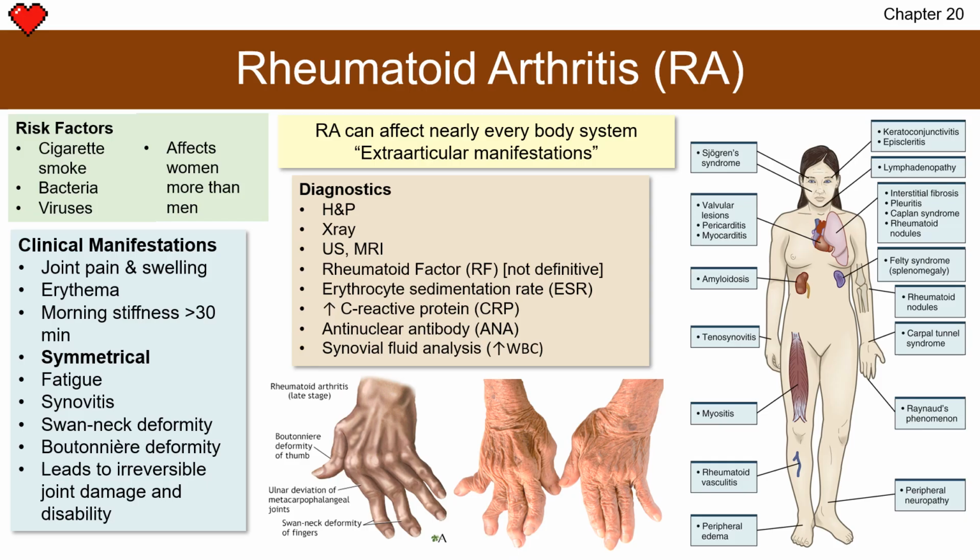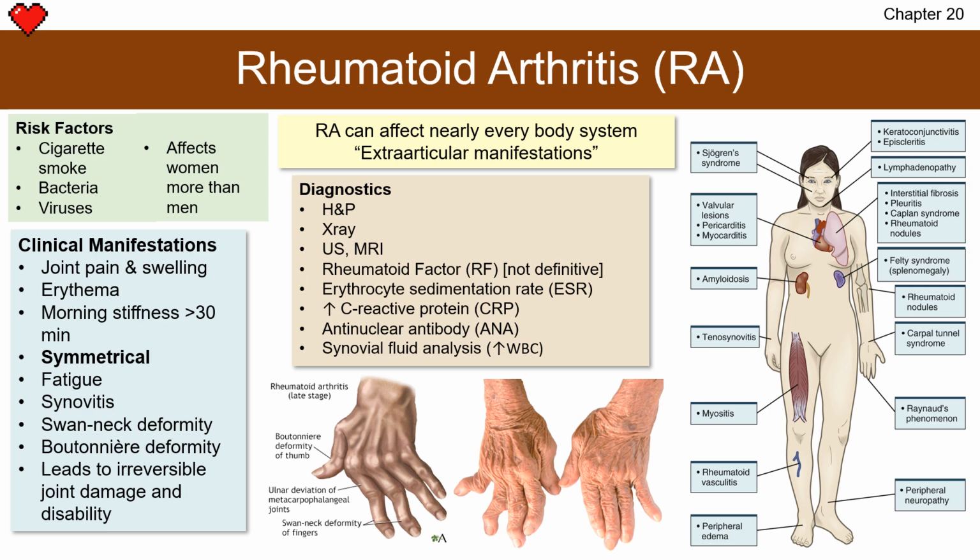All right, so risk factors: cigarette smoking, bacteria, viruses, and this is going to affect women more than men. The clinical manifestations of RA are going to be joint pain and swelling, so inflammation, erythema, redness. These patients will wake up stiff all over their body. All of their joints will be stiff, and it's going to linger. It's going to be more than 30 minutes, and it actually gets better with activity. So if you remember with OA, pain gets better with rest. With rheumatoid arthritis, pain gets better with activity.